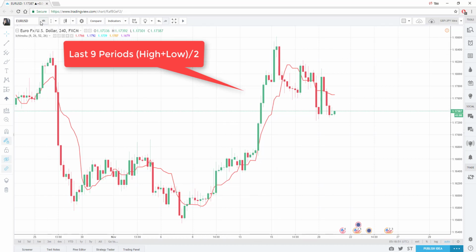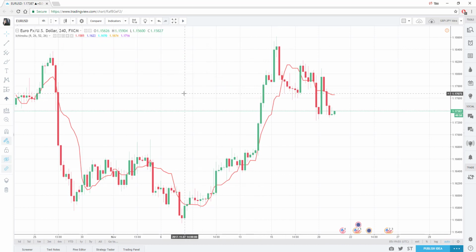So since we are on a 4-hour chart, the last 9 periods would be the last 9 candles of 4 hours. So this moving average is affected by the last 36 hours of price if you're looking at the 4-hour chart. If you're looking at the daily, it's considering the last 9 days of price. Does that make sense? Hopefully it does. You guys can't answer me. But that is the point of that.